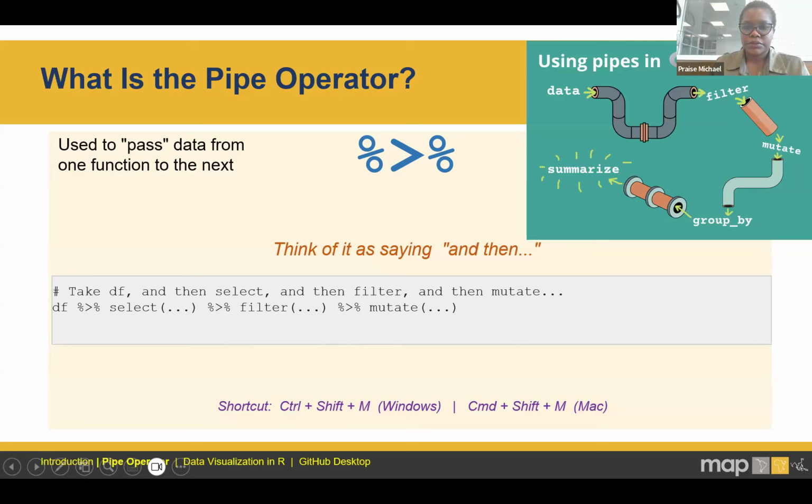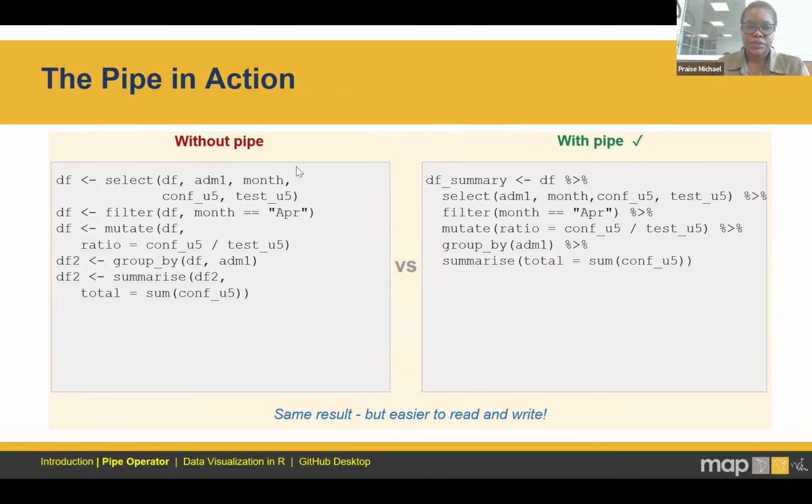So the pipe operator just makes running the code much easier. This is what it would look like without the pipe operator and with the pipe operator. So here you have the function select, the function for filter, etc. But with the pipe operator, you only have one function that is doing everything together.